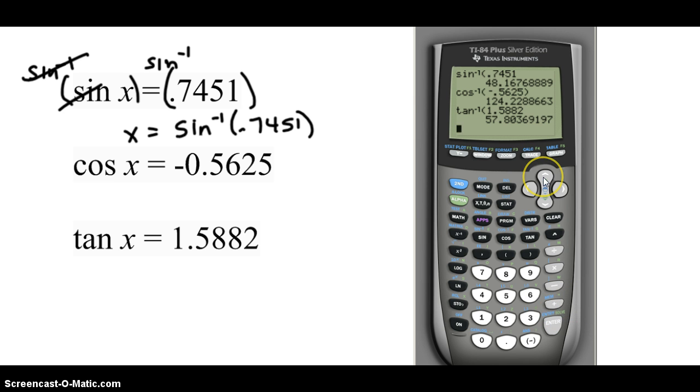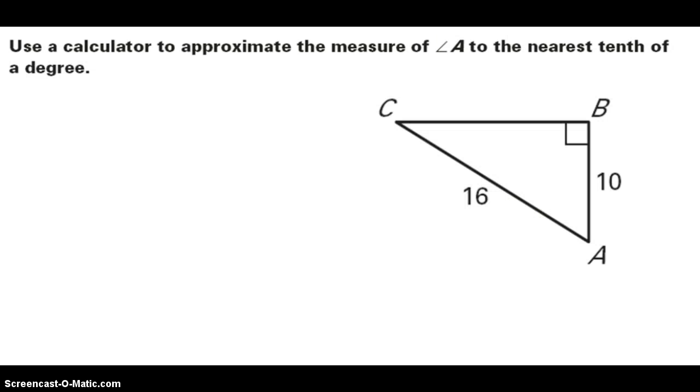Okay? Easy enough. Now let's try this using an actual triangle, finding an angle measure. Okay, so in this example, it says use the calculator to approximate the measure of angle A to the nearest tenth of a degree. So I'm going to put an X in for my angle A, and this is the angle that I'm looking for.